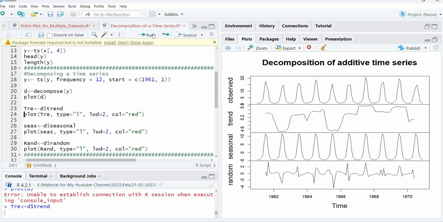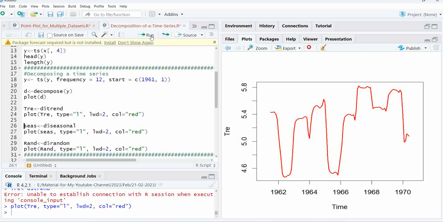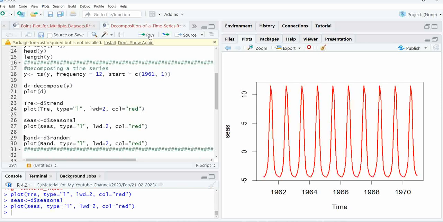Run it. This is working now, and now you can plot TRE, which is trend data stored in TRE. Just run this and you will see. Okay, so this is trend data. Similarly, you can separate seasonal data from D by using this command and store it in SEAS. This is working, and now you can plot. This is seasonal.